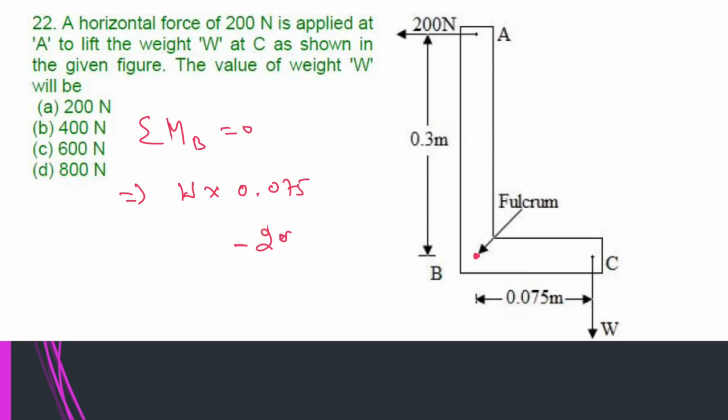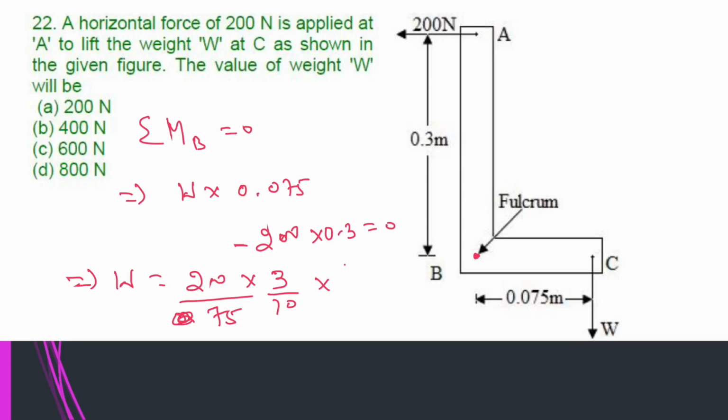So W equal to 200 into 0.3, we can write 3 by 10, divided by 0.075 or 75 into 10 to the power minus 3. So here 25 8, it's 100. So D is your answer, 800.